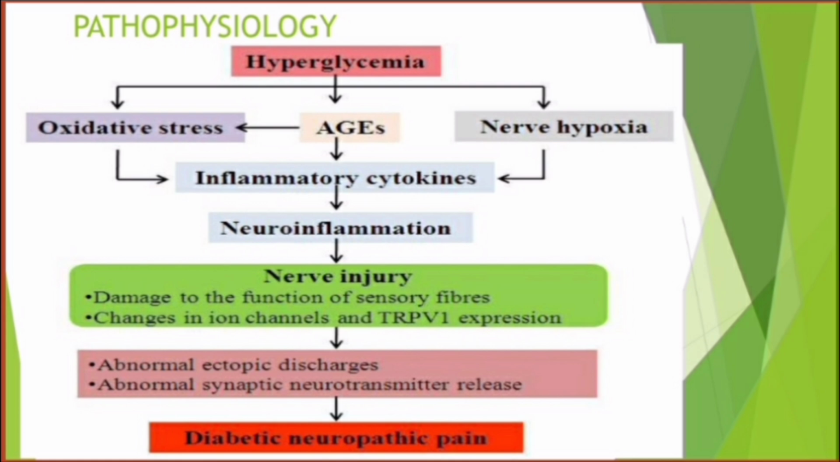Neuroinflammation results in nerve injury characterized by damage to the functions of sensory fibers, changes in ion channels and TRPV1 expression. It can lead to abnormal ectopic discharge and abnormal synaptic neurotransmitter release. It leads to neuropathic pain.